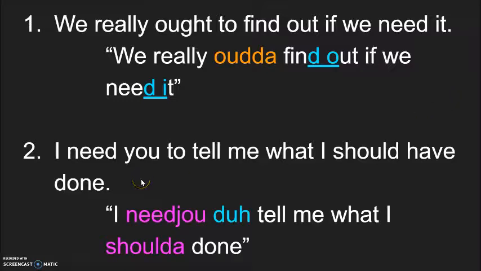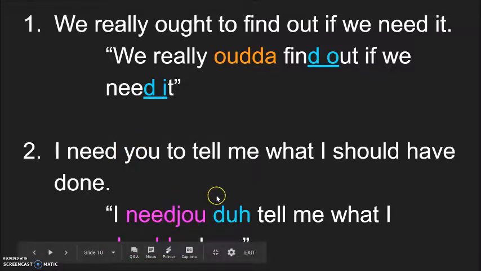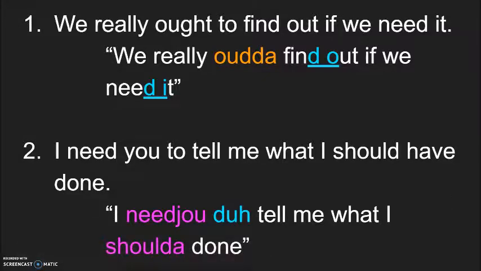As we've talked about in previous dictations, that D and Y together often results in the sound of J. You don't hear "need you." You hear "need you," "need you." You don't hear a strong "to." You hear a held-in "duh." I need you to go. I need you to tell me. I need you to tell me what I should have done.